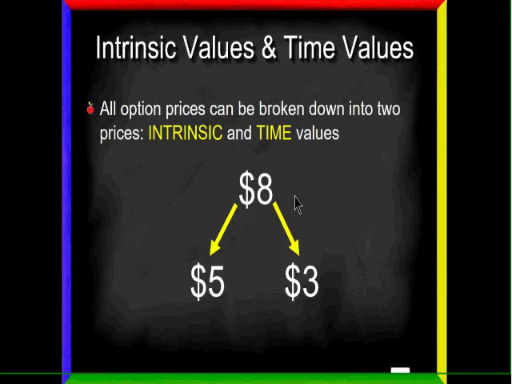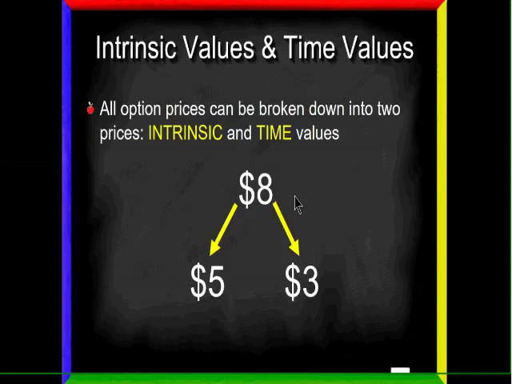Some other terms we need to know to talk about options: intrinsic value and time values. All option prices can be broken down into two components called an intrinsic and an extrinsic, or a time value. So, for example, we might see this option trading for 8. And I might be able to say, well, there's $5 of intrinsic value and $3 of time value. Or maybe there's $3 of intrinsic and $5 of time. Maybe there's 0 of intrinsic and all time. But we have to understand how to break these option prices down.